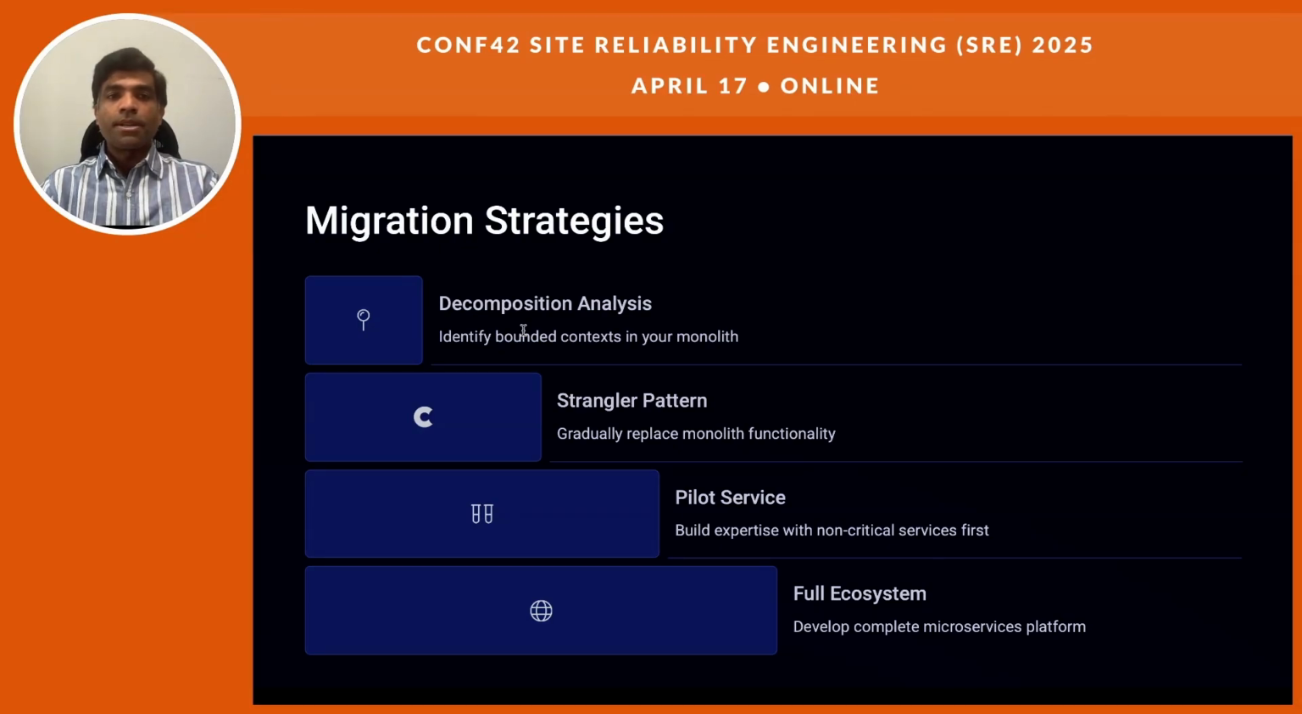Another key component of a successful migration strategy is developing a full ecosystem to support microservices. This involves setting up the necessary infrastructure, tools, and processes to manage the complexities of distributed systems.